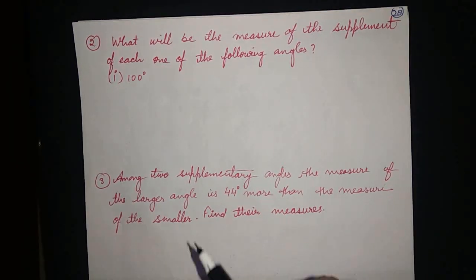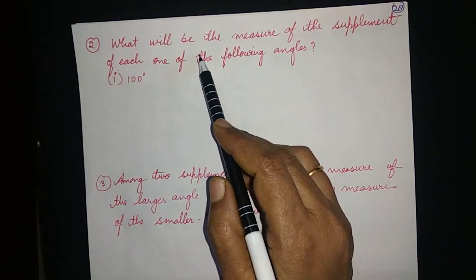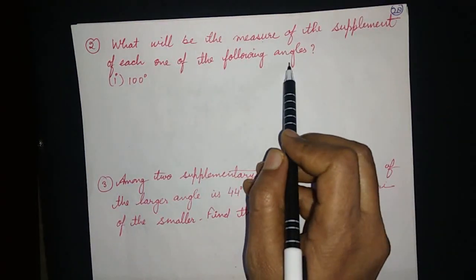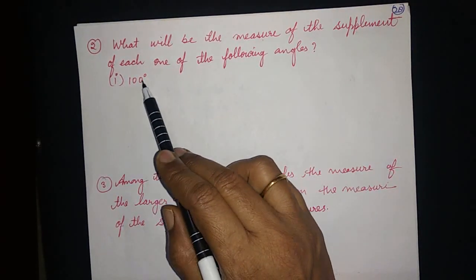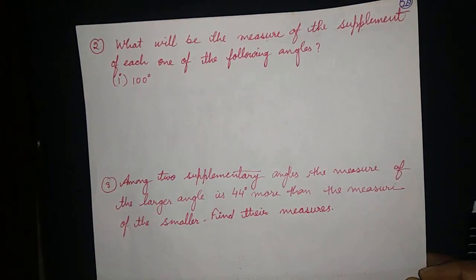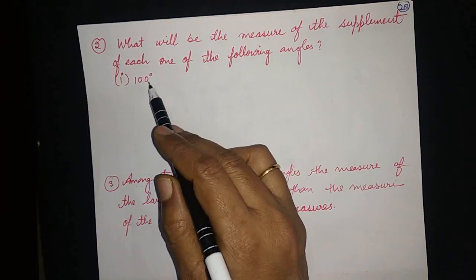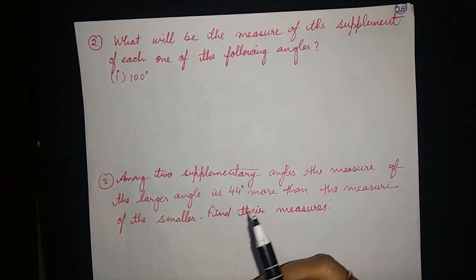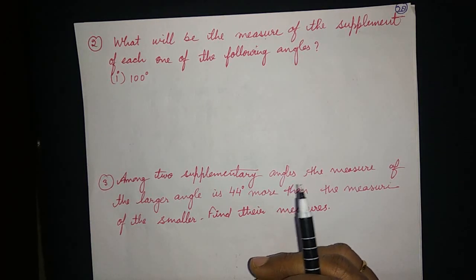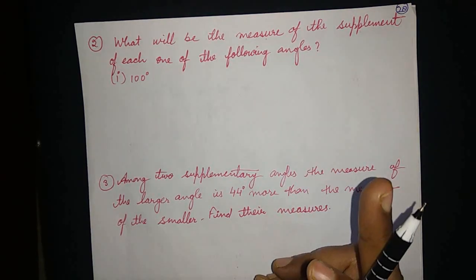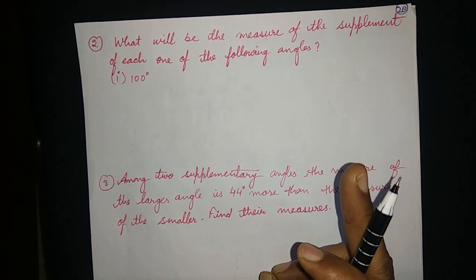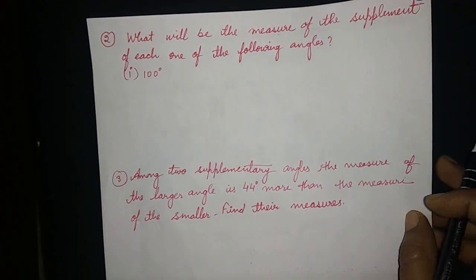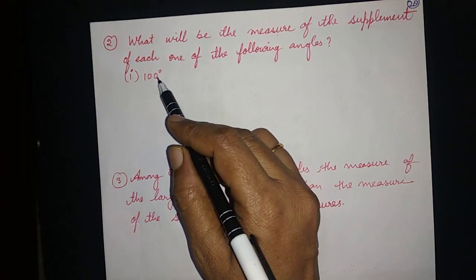Now students, see the second question of this Try These. What will be the measure of the supplement of each one of the following angles? Here I am going to explain first part, and here we have to find supplement of this 100 degree angle. Children, we know the angles are supplementary if their sum is equal to 180 degree. Okay, so here we have to find the supplement of 100 degree.